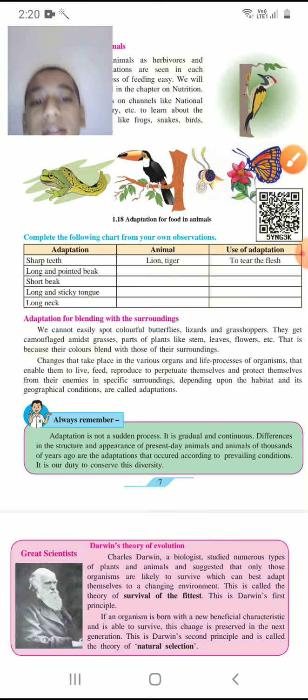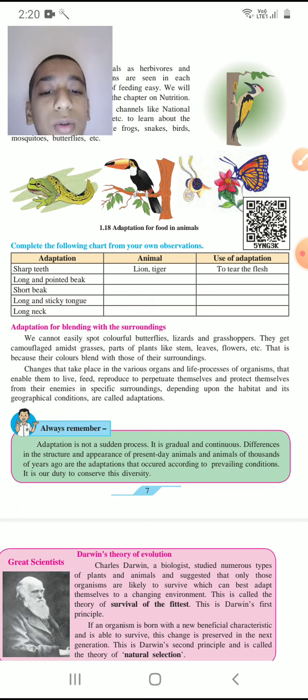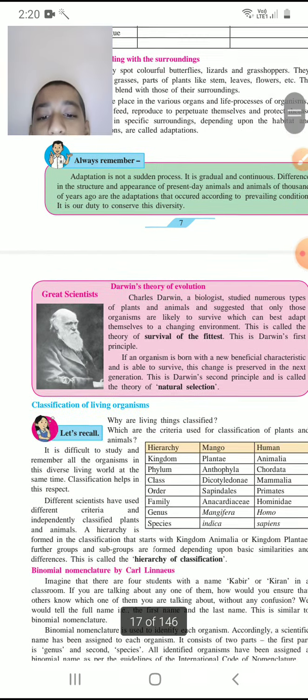Always remember this. Adaptation is not a sudden process, it is a gradual and continuous one. The differences in the structure and appearance of present day animals and animals of thousands of years ago are the adaptations that occurred according to prevailing conditions. It is our duty to conserve this diversity.